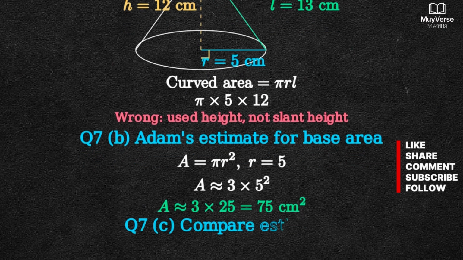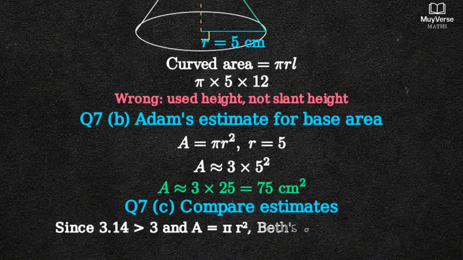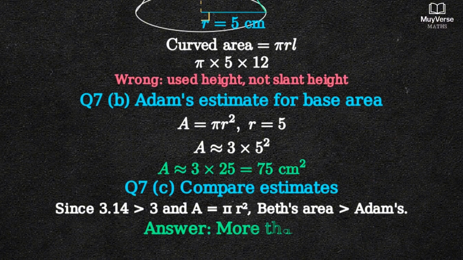Question 7 Part C. Beth uses pi approximately 3.14. Is her estimate more than or less than Adam's? Because 3.14 is bigger than 3, and the area equals pi times r squared, Beth's area is larger. Tick the option more than.